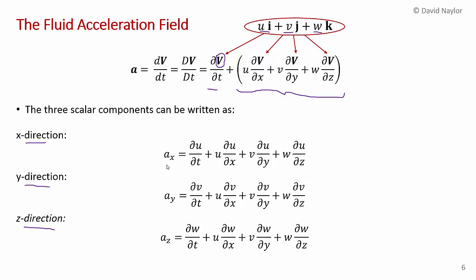So acceleration in the x is ∂u/∂t + u ∂u/∂x + v ∂u/∂y + w ∂u/∂z. And similarly in the y direction we have the local acceleration in the v direction, so that's caused by the transients in the flow, and then the convective accelerations. But here now we have v, but the rest of the form remains the same. So u ∂v/∂x, v ∂v/∂y, w ∂v/∂z. And you can see the form remains the same.